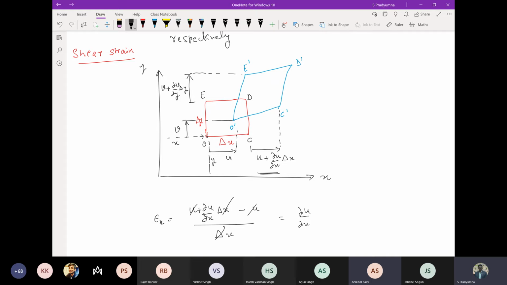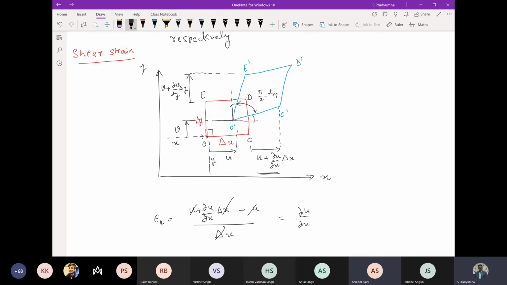Now what we are planning to write is, if I want to draw, this is one angle and this is another angle. Earlier it was equal to pi by 2. Now this change in this angle is equal to what? This angle is equal to pi by 2 minus gamma xy. Agree? Yes, sir. Okay.